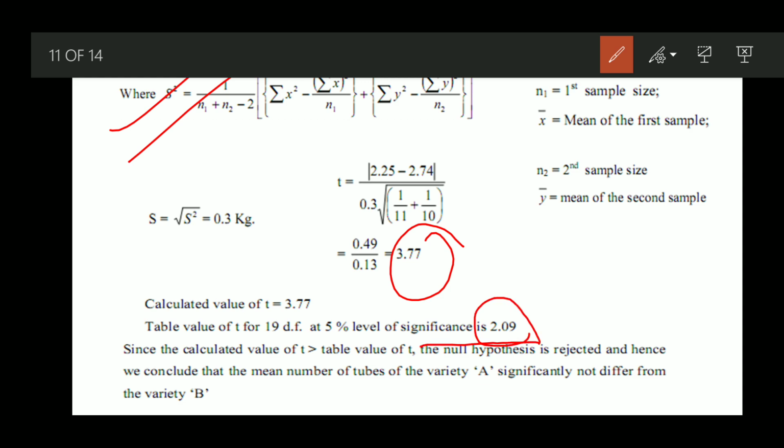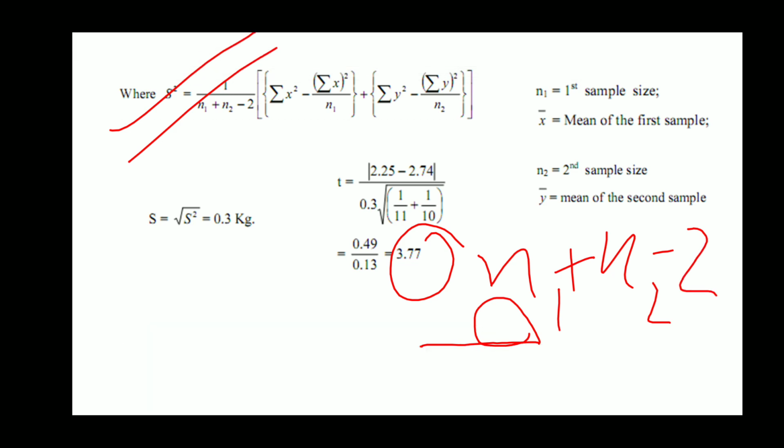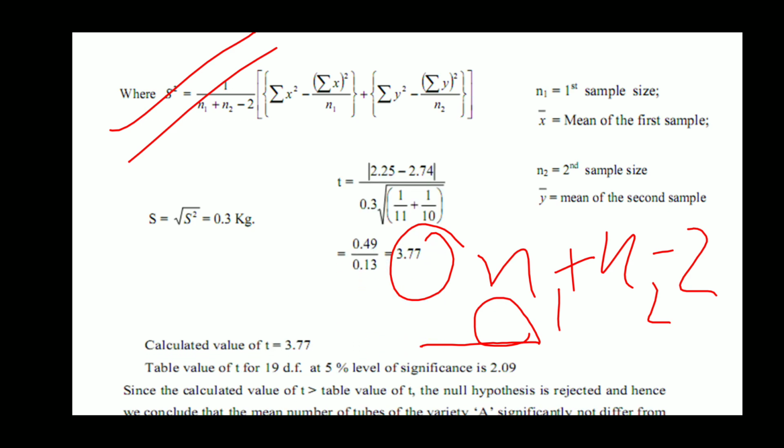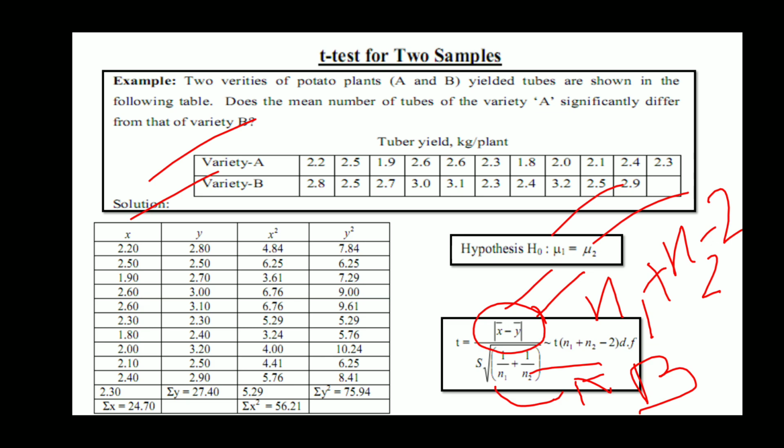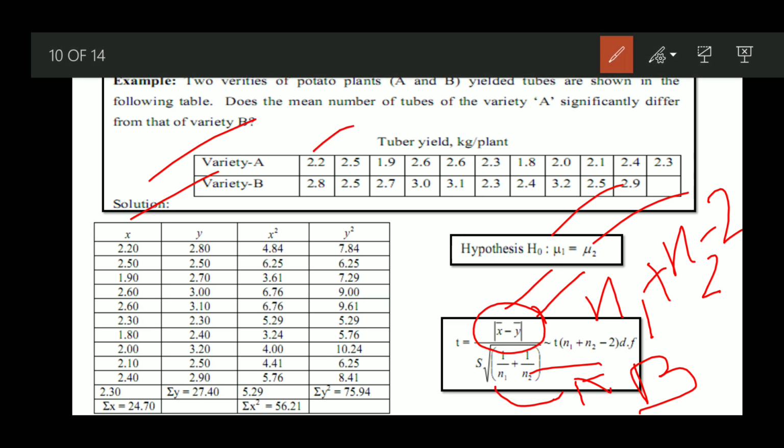2.09. Now what was our degrees of freedom? n1 plus n2 minus 2. What is your n1? Let's calculate. n1 is equal to 11. How? See, 1, 2, 3, 4, 5, 6, 7, 8, 9, 10, 11. n1 equal to 11, n2 equal to 1, 2, 3, 4, 5, 6, 7, 8, 9, 10. n2 equal to 10.